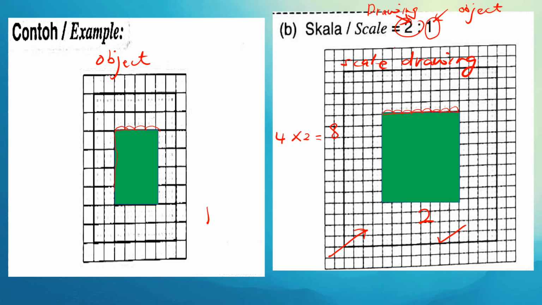What about the vertical line? So you count the boxes in the object: 1, 2, 3, 4. 4 for the vertical line. Same method, you multiply by 2, you get 8 boxes. So you draw a vertical line with 8 boxes: 1, 2, 3, 4, 5, 6, 7, 8. So you draw a square here. So that's your scale drawing.